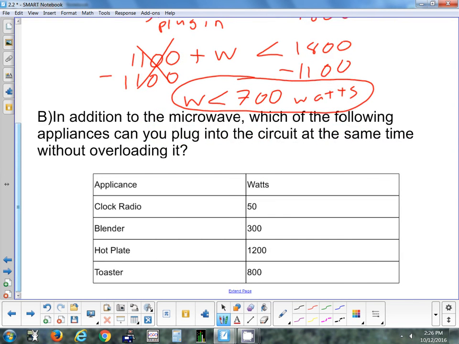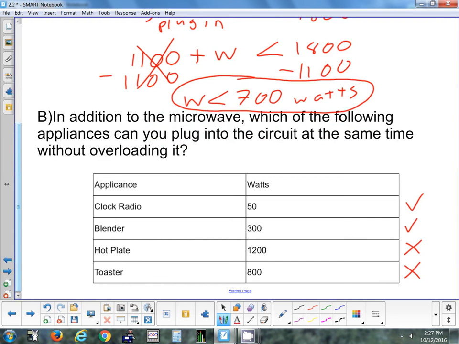Okay, so in addition to the microwave, I want to know which of the following appliances you could plug in and use at the same time. Blender. You could plug in the blender, right? That's only 300. What else could you plug in? You could plug in the clock. That doesn't use too much. How about the hot plate? No. We can only plug in something that's up to 700. Otherwise, we're going to trip the circuit. How about the toaster?